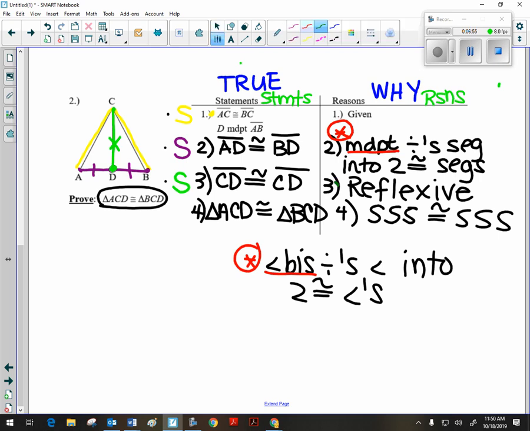This reason, reflexive, is a reason that says that anything is congruent to itself, and in a lot of cases what that means is that's going to be the shared side between the 2 triangles. And then of course when we get into number 4, when we're looking at this, remember there are 5 ways to make one triangle congruent to another one. This is one of the 5s, and I picked this reason because I had 3 sets of sides congruent between the 2 triangles.